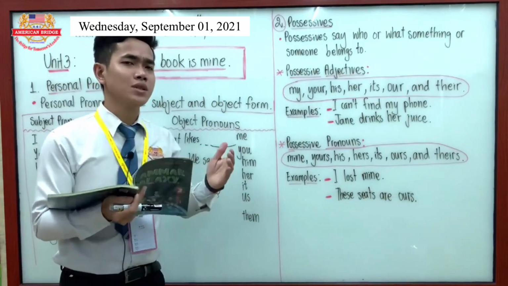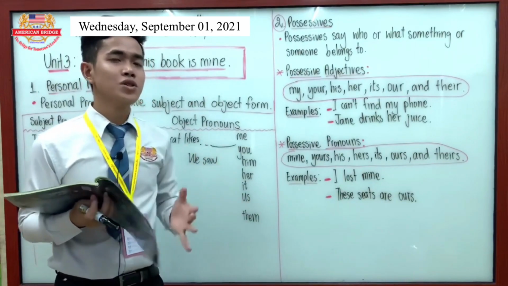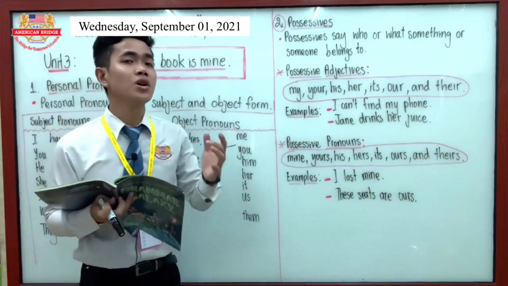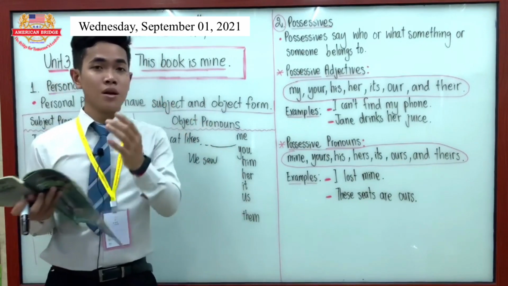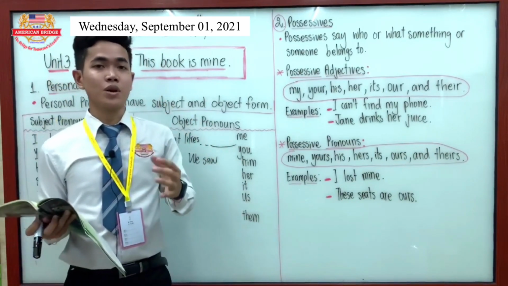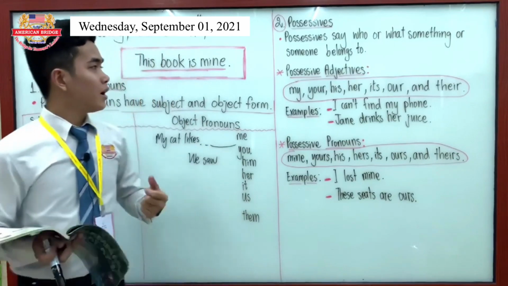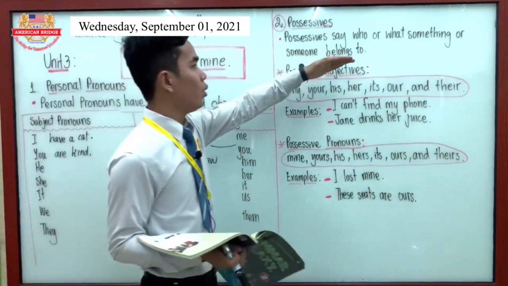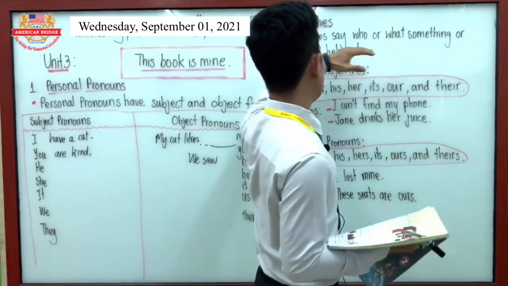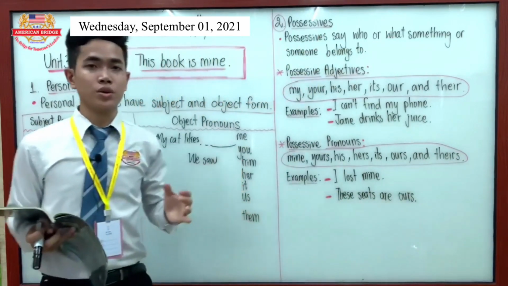Usually we use possessives in order to talk about someone's belonging or someone's possession, right? Possessives say who or what something or someone belongs to.